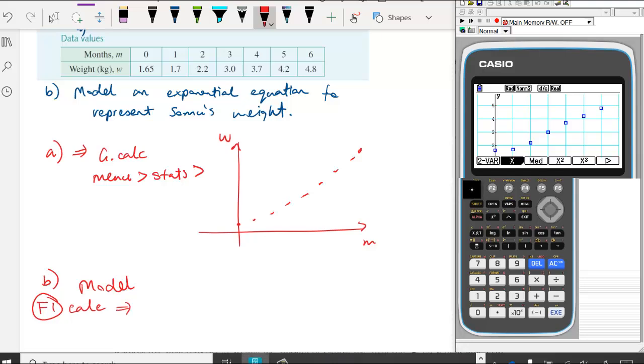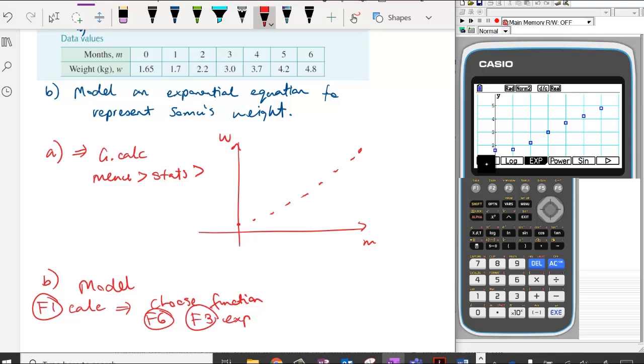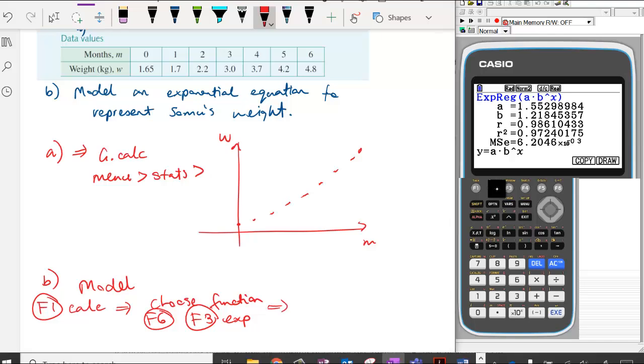Once we hit that, we have to choose the type of function that we want to apply. Now, exponential isn't on this one, so we're going to go across, and you can see that when we hit F6 and we go across, then we can choose F3 for exponential. Now there's two forms here. We haven't started talking about A e to the power of B x form, so we're going to look at F2, which is A B to the power of x. From there, we get our A value and our B value, and we're looking at the form y equals A times B to the power of x.